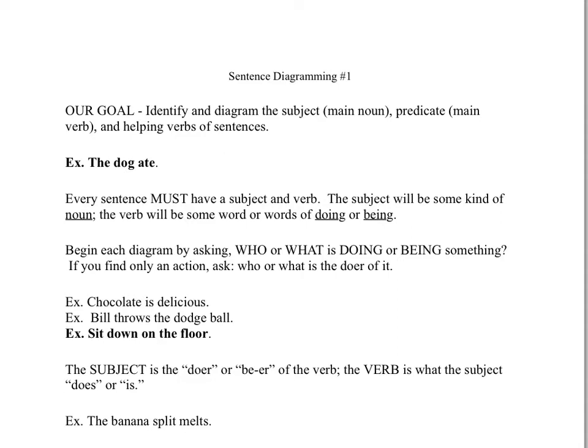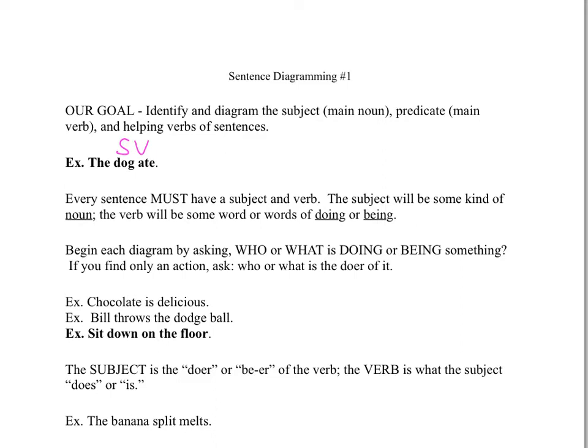All right. Our goal for this lesson is to identify and diagram the subject, which is the main noun, and the predicate, which is the main verb, as well as helping verbs of sentences. Let's look at the simple sentence, the dog ate. Every sentence must have a subject and a verb. The subject will be some kind of noun. The verb will be some word or words of doing or being.